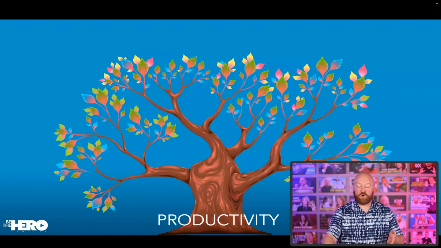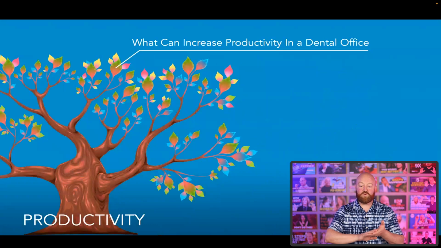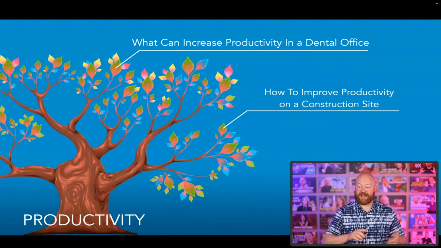And we want to go for really specific questions. So let me just show you an example. Let's say the area of expertise you have is in productivity. That would be the trunk of your tree. The leaves, here's an example. A leaf question would be, what can increase productivity in a dental office? Notice how specific that is. That's what you want. I didn't make this up. I did keyword research and I found questions like this that have consistent search volume every month. Another one that I found, how to improve productivity on a construction site.